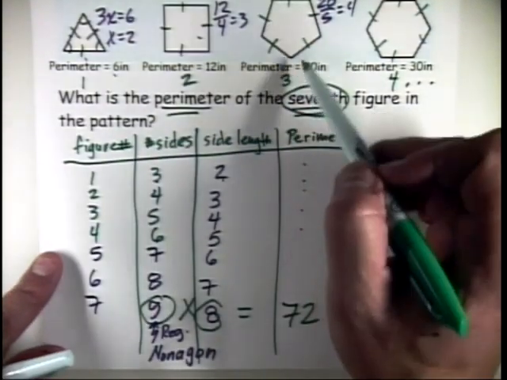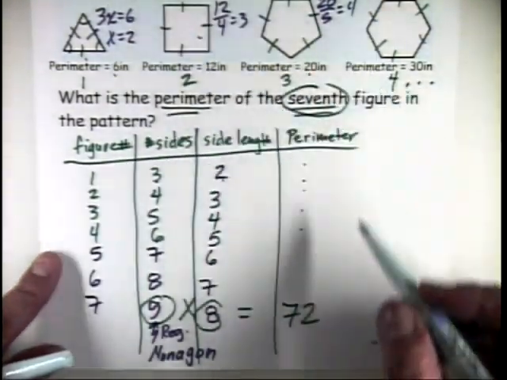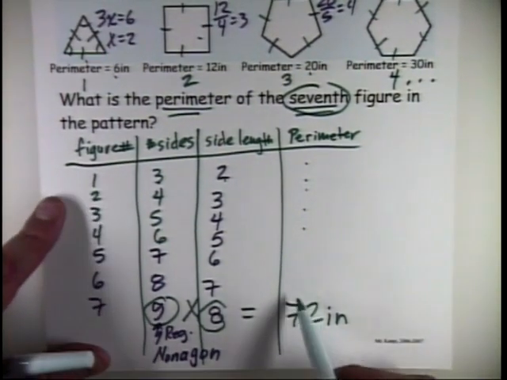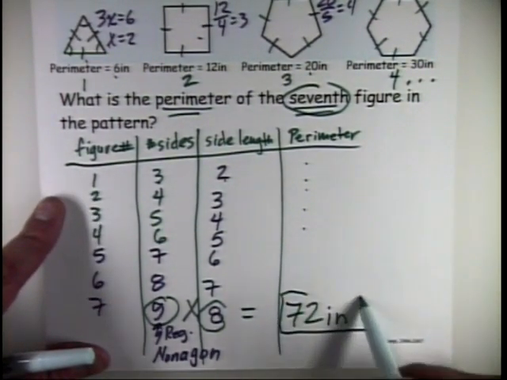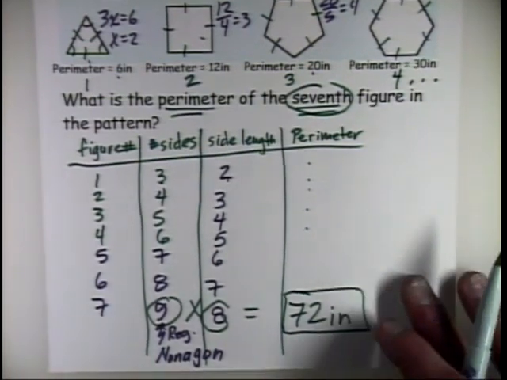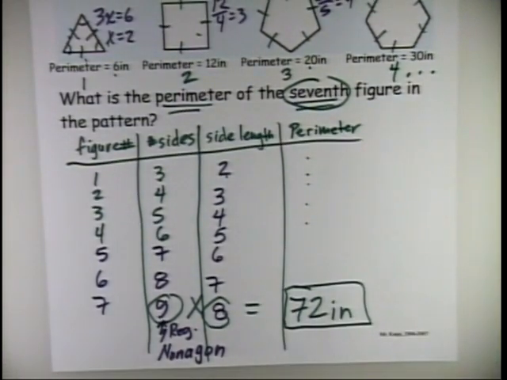Now, what are the units? If I'm walking all the way around, that's going to be inches plus inches plus inches. That should still be inches. So the units are going to be very important. The perimeter of the 7th figure, which is a regular nonagon, would be 72 inches. Wow. A lot of work for one problem. But that's the type of problems you'll see on the standardized test that you need to pass again to graduate.